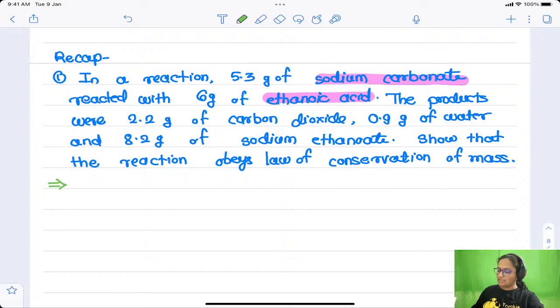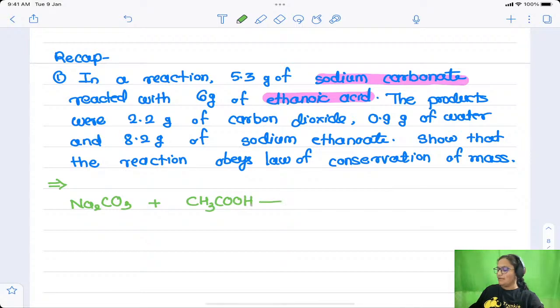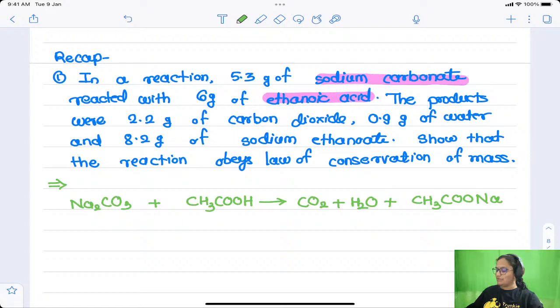The balanced chemical reaction. Sodium carbonate is nothing but Na2CO3. It combines with ethanoic acid. Ethanoic acid is nothing but acetic acid. The formula for acetic acid is CH3COOH. And the products of this reaction are carbon dioxide plus water plus sodium ethanoate, that means a salt, CH3COONa, right?